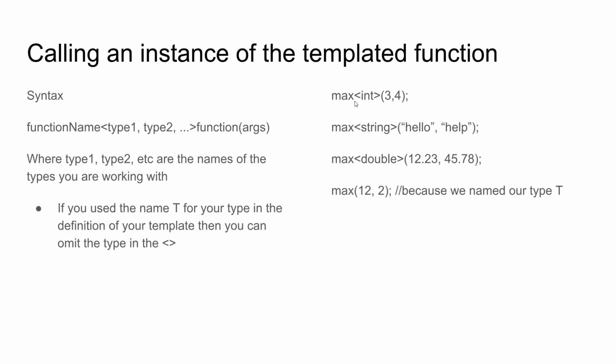So over here, I want a max function that can take the max of integers. So max of these integers, 3 and 4. I want the max function that can find the max of strings. Max string is the types that I'm templating over. So here, hello and help, we get the max of some doubles in terms of the types that we're implementing. And so what the compiler really does is rewrite 3 separate max functions. One for integers, one for strings, one for doubles, and then we'll reuse the one for integers down here.